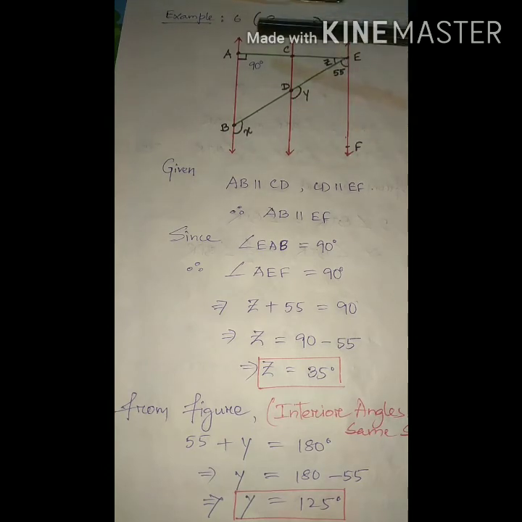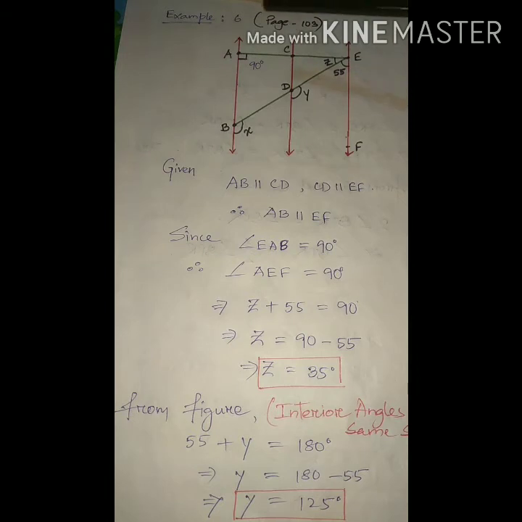So one property we know: if AB is parallel to CD and CD is parallel to EF, then easily we can say AB is parallel to EF. This is what we write here. Is it clear? You see, AB is parallel to EF.